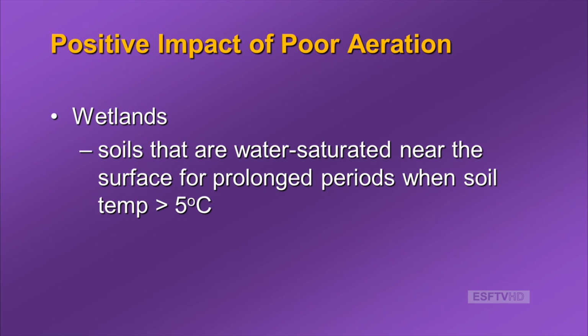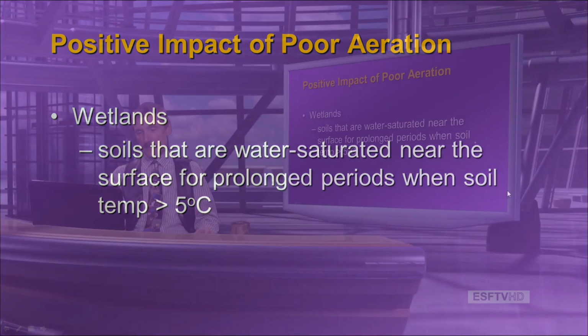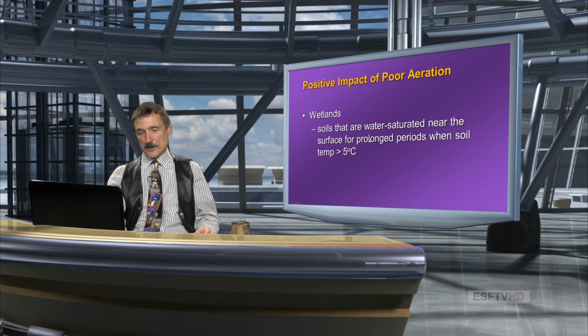So we need a definition for a wetland. So if you look in the official Corps definition, this is it. It's soils that are water saturated near the surface for prolonged periods when the soil temperature is above 5 degrees C. Okay? That sounds like a lawyer definition, right? It's kind of nebulous. Water saturated, okay, but near the surface. The question is, how close to the surface? Prolonged periods. What's a prolonged period? And another critical one that's pretty easy to see, temperature greater than 5 degrees C.